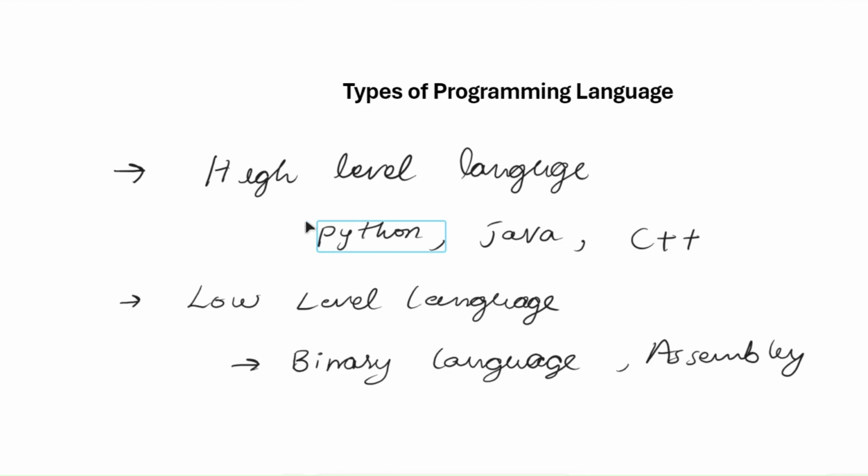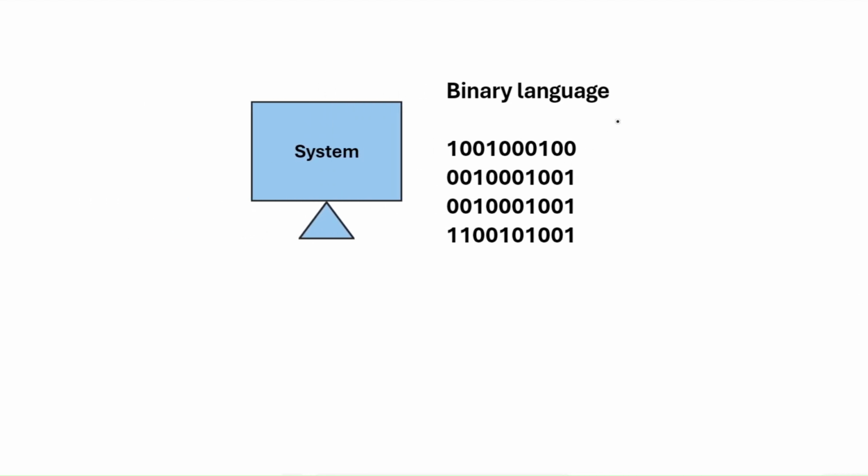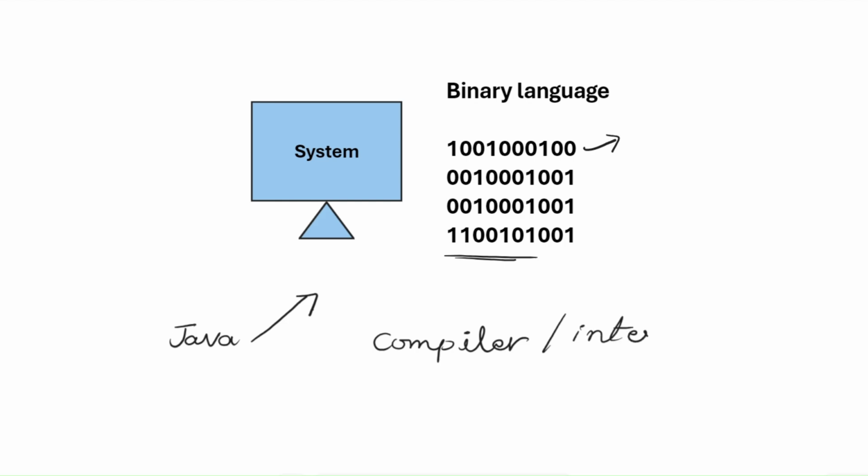We know that the system can understand only binary language, that is 1s and 0s. But Java is a high level language, and the system understands only low level language. So we have to convert Java into low level language. In this case, the compiler will play a major role, or we can say the interpreter. Both play a major role while converting high level languages into low level languages, because the system understands only zeros and ones.